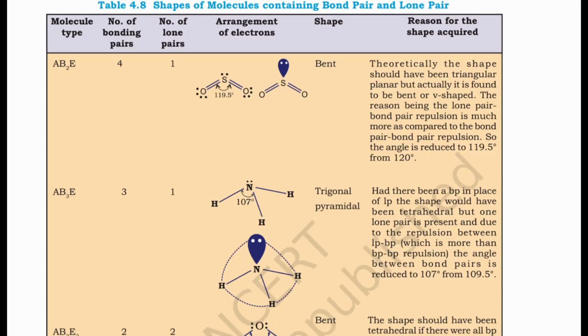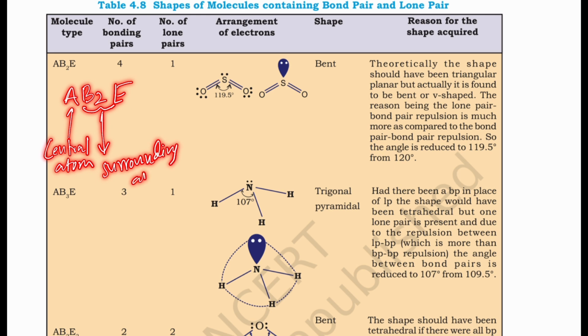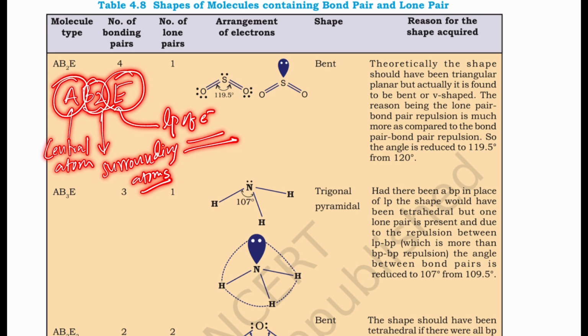Hello friends, let's discuss the shape of molecules containing bond pair and lone pair. Okay, first is AB2E type. AB2E means this is the central atom, these are surrounding atoms, and this is a lone pair of electrons. So one lone pair, two surrounding atoms, one central atom.